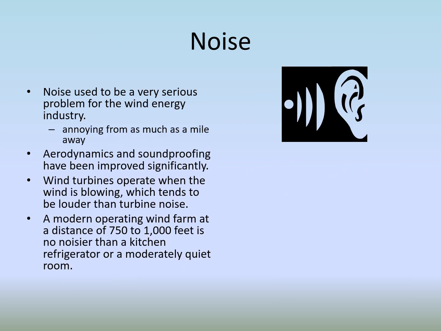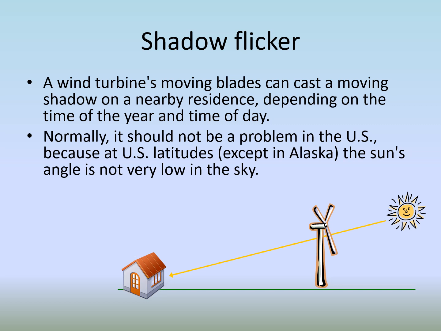Noise used to be a very serious problem for the wind energy industry, annoying from as much as a mile away. Aerodynamics and soundproofing have been improved significantly. Wind turbines operate when the wind is blowing, which tends to be louder than turbine noise. A modern operating wind farm at a distance of 750 to 1000 feet is no noisier than a kitchen refrigerator or a moderately quiet room. Shadow flicker.